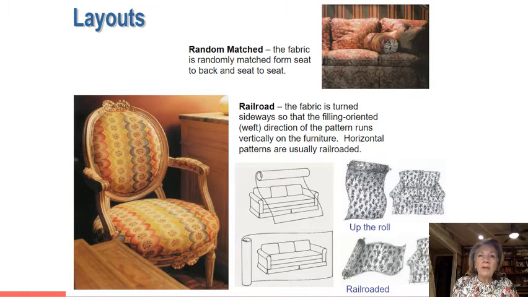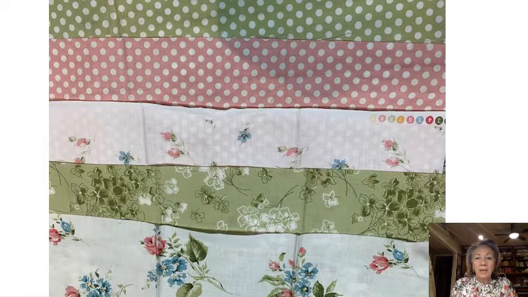So fabric can be used either way. If it's a stable fabric that doesn't have too much stretch in either direction, then it doesn't matter which way it's put on. So you see both of those concepts, railroading and up the roll, illustrated on this particular slide. I'm showing you a couple of fabrics that I have laid out for a couple of juvenile quilts that I'm making. So what is the layout of these fabrics?